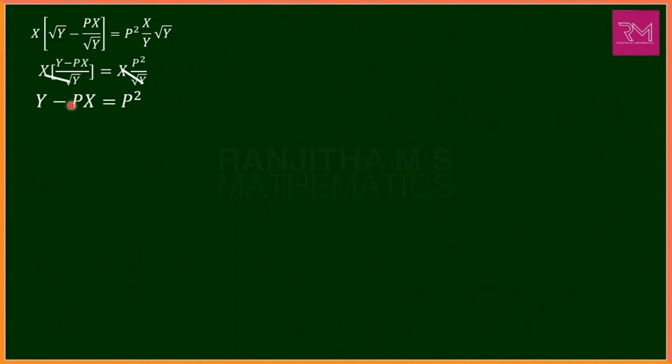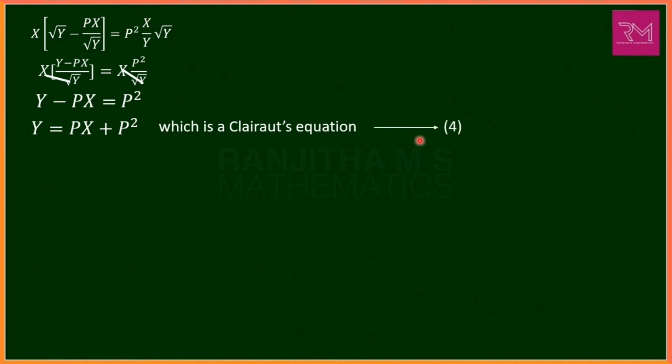If we take this px to the right hand side, we get y is equal to plus px plus p square. So this is an equation of the form y is equal to p of x plus f of p. So we can conclude that this is a Clairaut's form of equation. Call this as equation number 4.